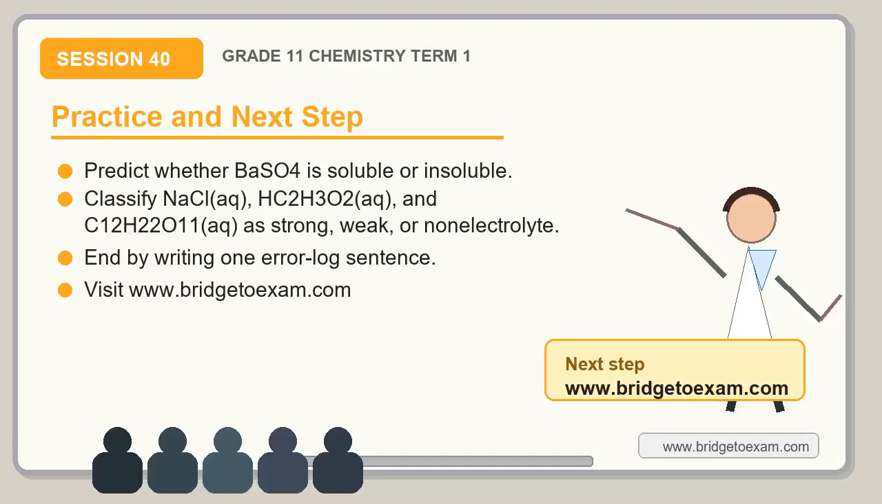Before you leave, practice actively. Task 1. Predict whether BaSO4 is soluble or insoluble. Task 2. Classify sodium chloride (aq), HC2H3O2 (aq), and C12H22O11 (aq) as strong, weak, or non-electrolyte. Task 3. Predict whether mixing Pb(NO3)2 and KI forms a precipitate.